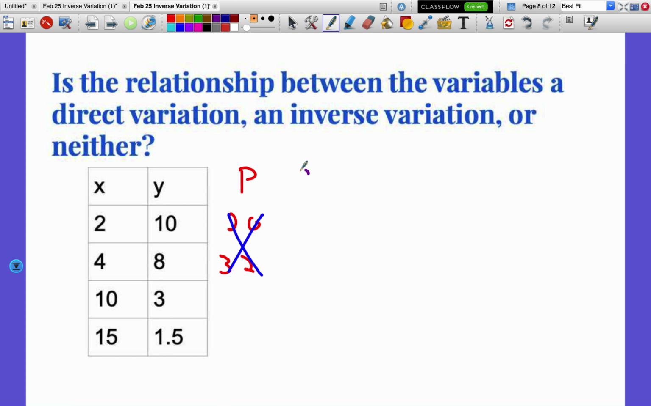Let's check for a constant quotient. 2 divided by 10 is 0.2. 4 divided by 8 is 0.5. So we didn't get a constant quotient either. So this is a neither situation.